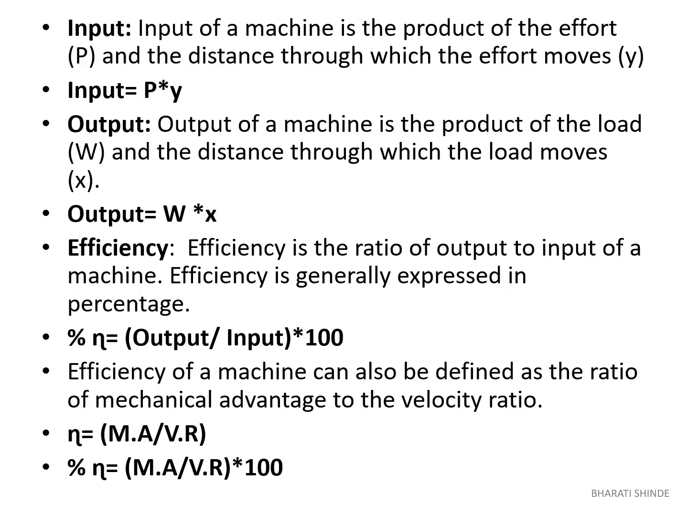The next point, output. So output of machine is a product of load W and the distance through which the load moves, that is X. So W into X. W is load and X is distance moved by the load. In short, output is a quantity which is derived from machine and it is work done by the machine. Input is work done on the machine and output is work done by the machine, which is a product of W into X.